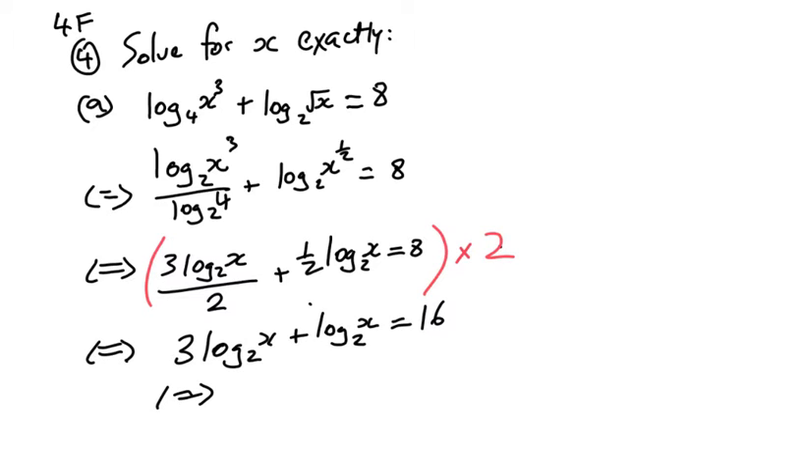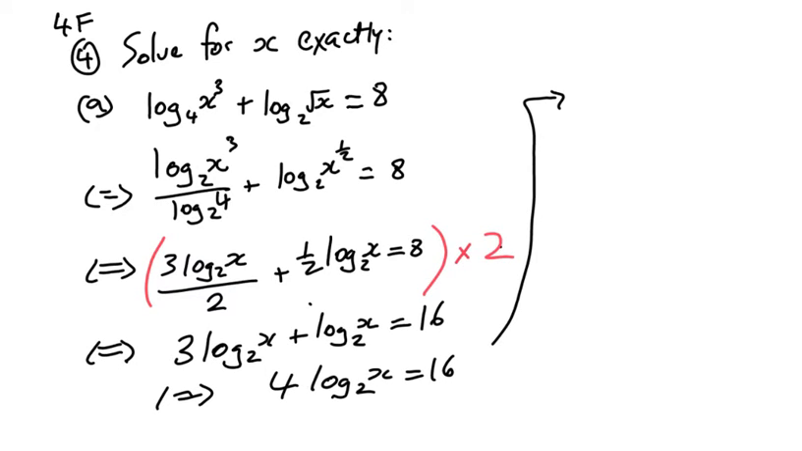I've got the same terms there, 3 log x base 2 plus another one gives me 4 log x base 2 terms equals 16. We divide by 4, and I've got the log of x base 2 equals 16 divided by 4, which is 4.